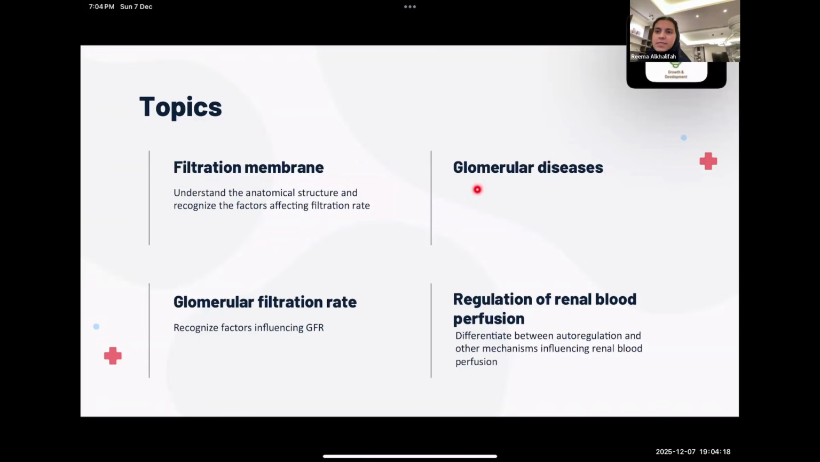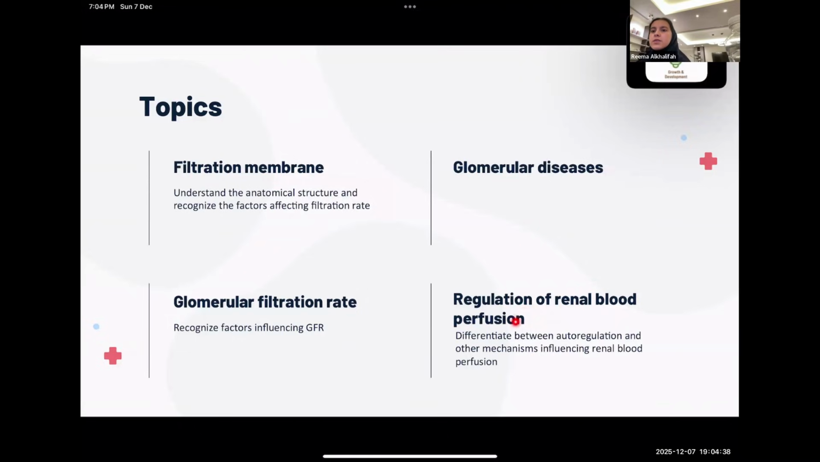I'm also going to briefly talk about glomerular diseases, but I'm going to go through it quickly because Dr. Shams emphasized that he will not be asking any questions. But still, it's good to know how these diseases work. I'm going to also talk about GFR, so you're going to be able to identify what affects it. And finally, I'm going to talk about how we regulate renal blood flow.